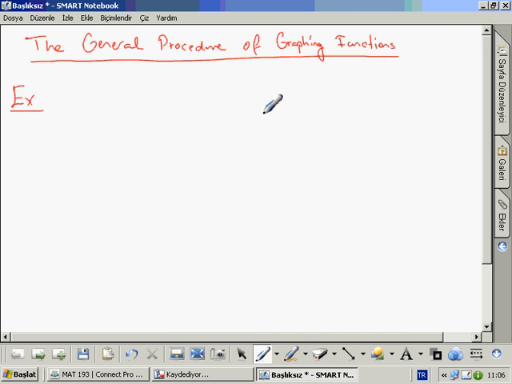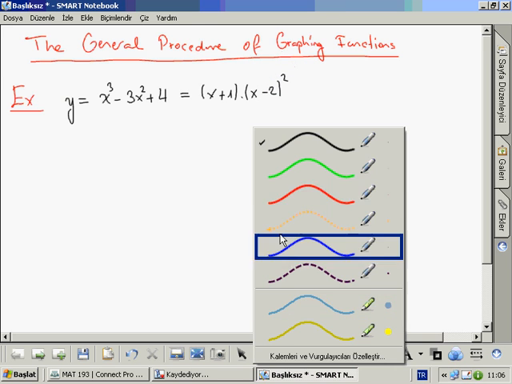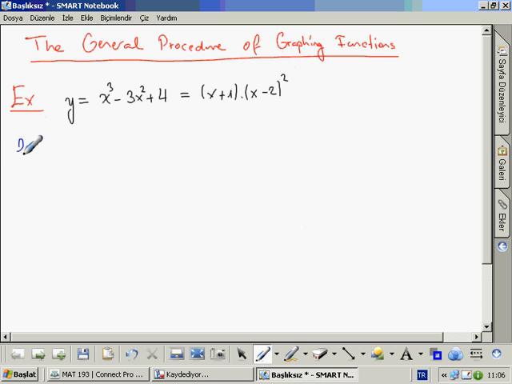Example: if y equals x cubed minus 3x squared plus 4, it equals (x + 1) times (x - 2) squared. Also, step 0.